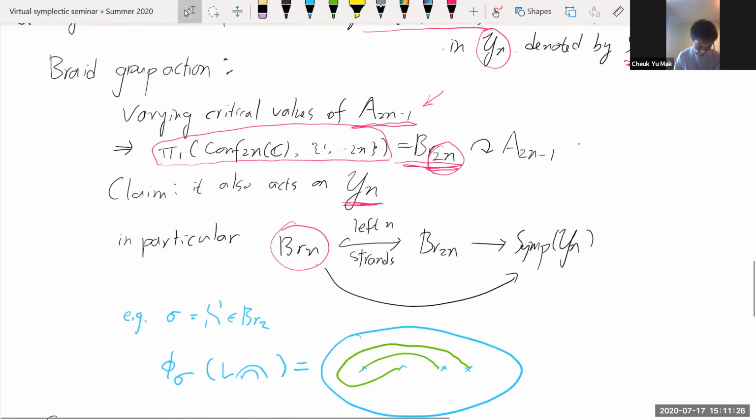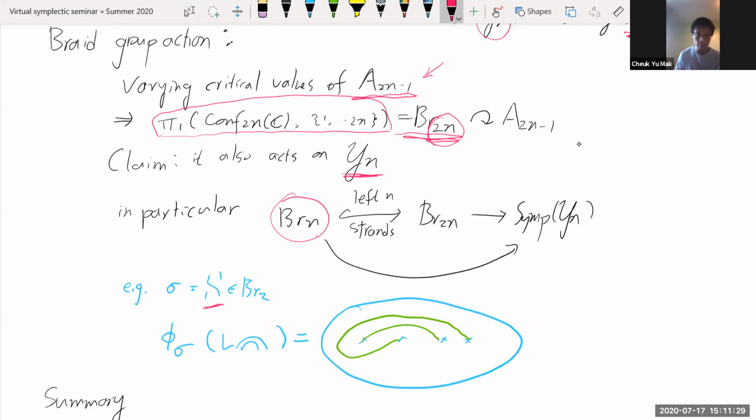So for example, if we consider the simple braid, then the action of this braid on the distinguished Lagrangian is given by this picture. Here is the rainbow Lagrangian. And after applying the twist, it becomes like you rotate the left two points.